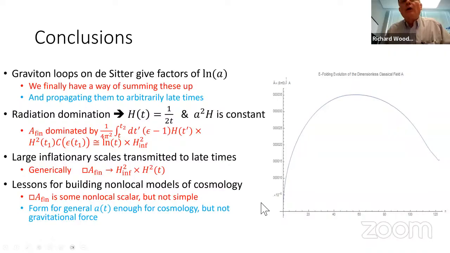And the form that I've got already is enough to build non-local models of cosmology. It's not enough to figure out what happens to the gravitational force, because we need a more general geometry. We need to know what it is for more general geometry. So I would love to be able to recognize box of A finite as a non-local scalar, but I haven't done that yet. Anyway, that's the end of my talk. So I will stop here and entertain questions.